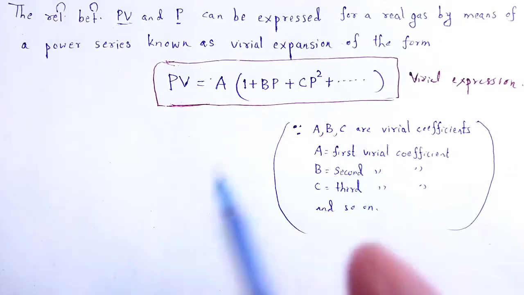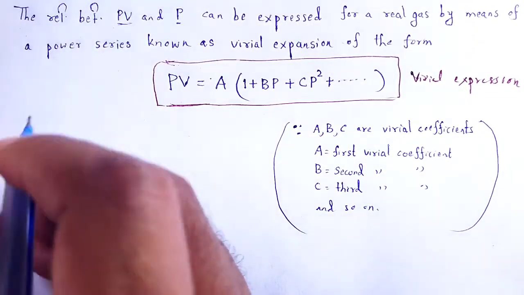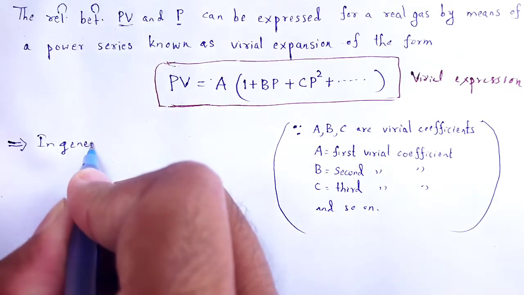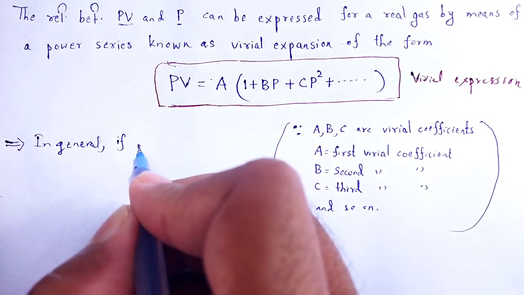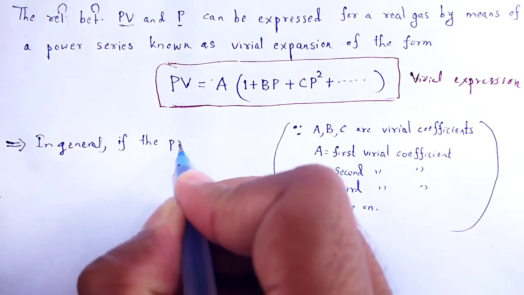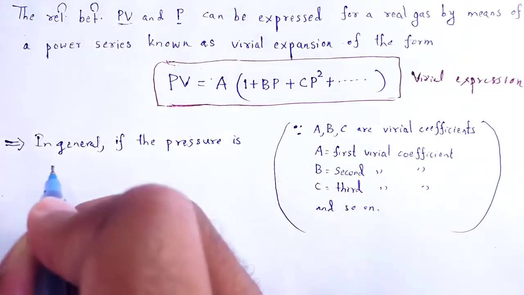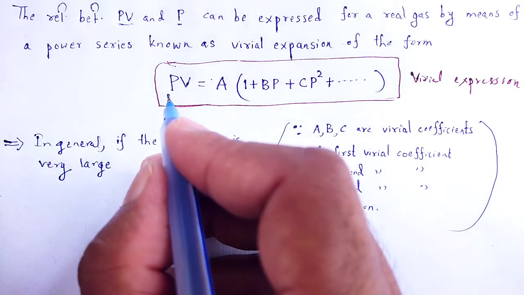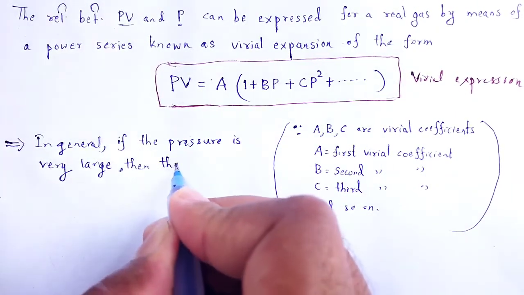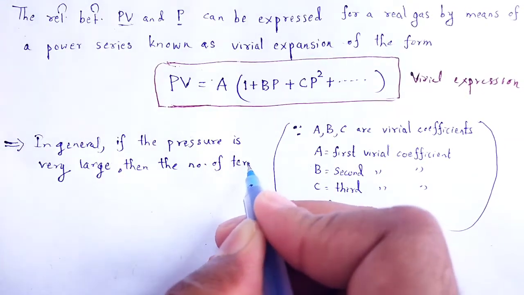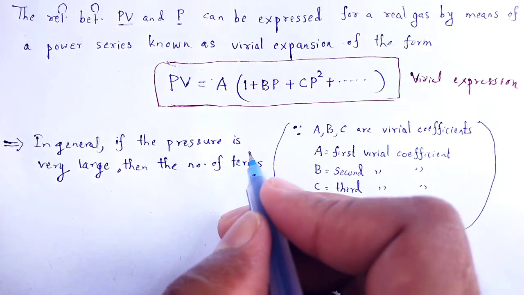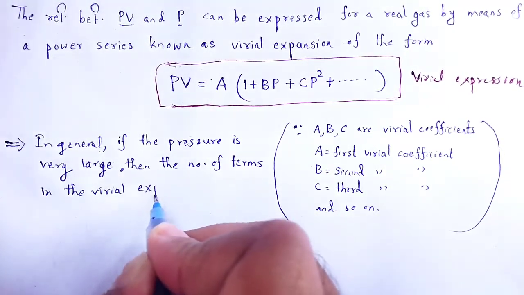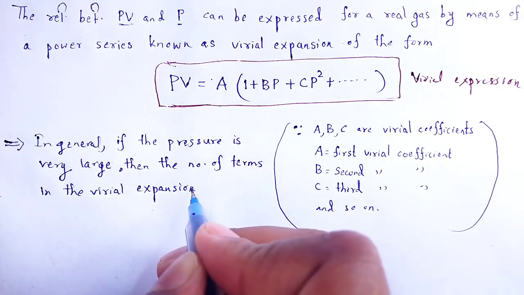So, in general we say, if the pressure is very large, then the number of terms in the virial expansion will also be large.